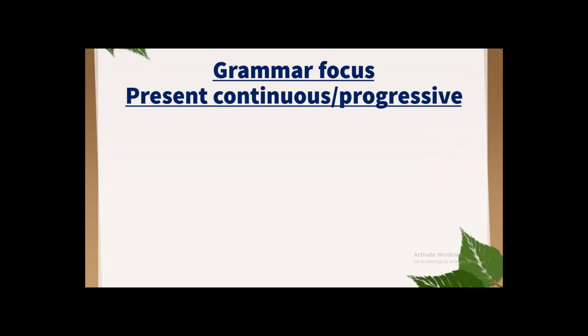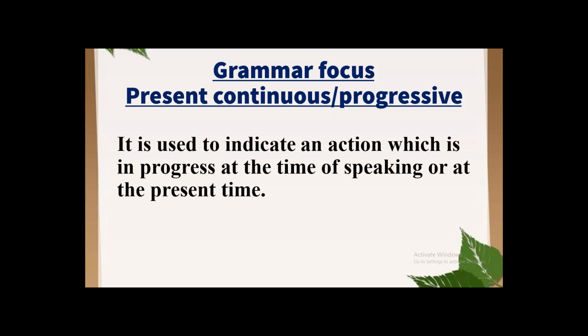But before we go to the lesson, I want you to go to the grammar focus first. It's about present continuous, or we can call it present progressive. Why do we have to use this? The present continuous or present progressive is used to indicate or to show an action which is in progress at the time of speaking or at the present time.